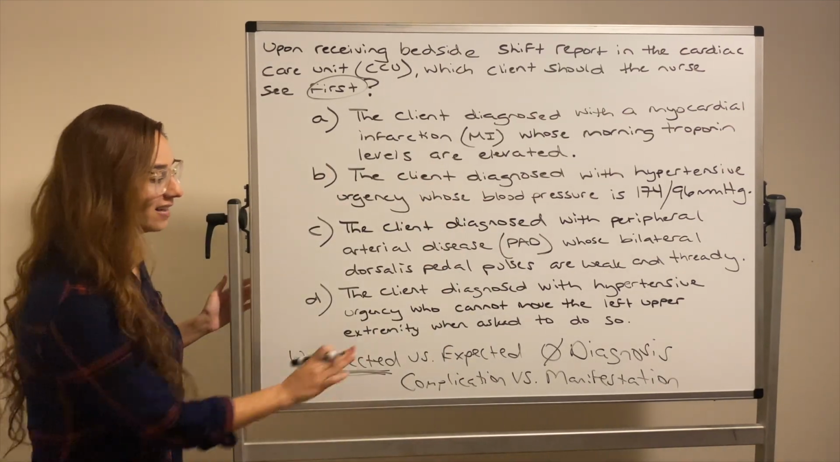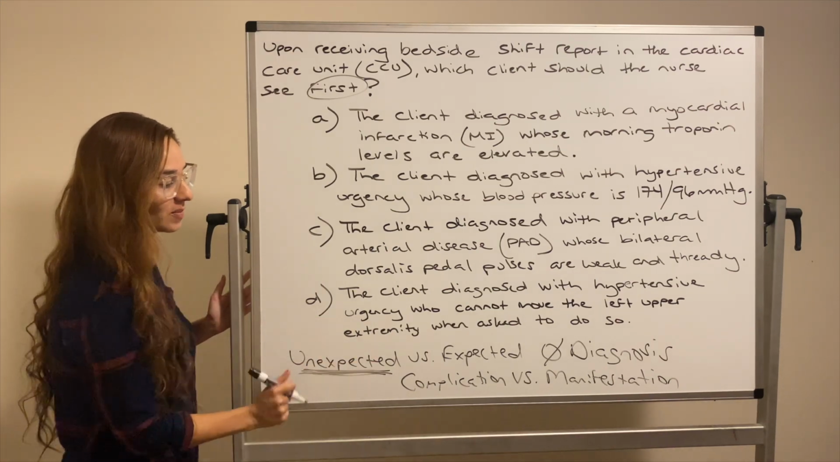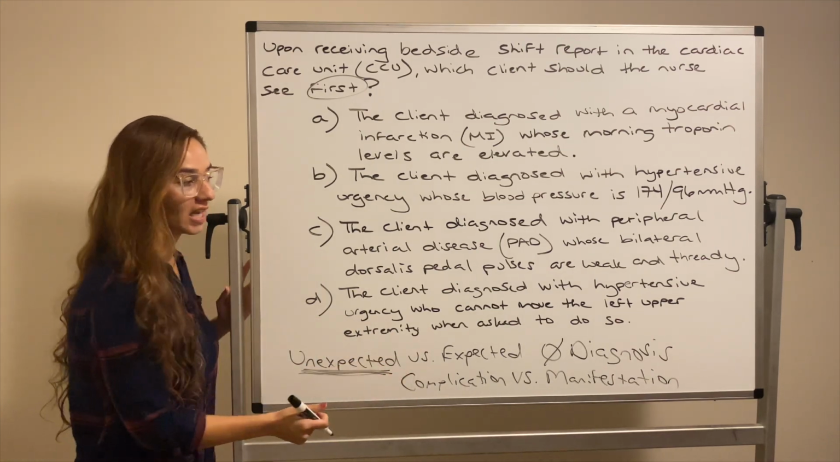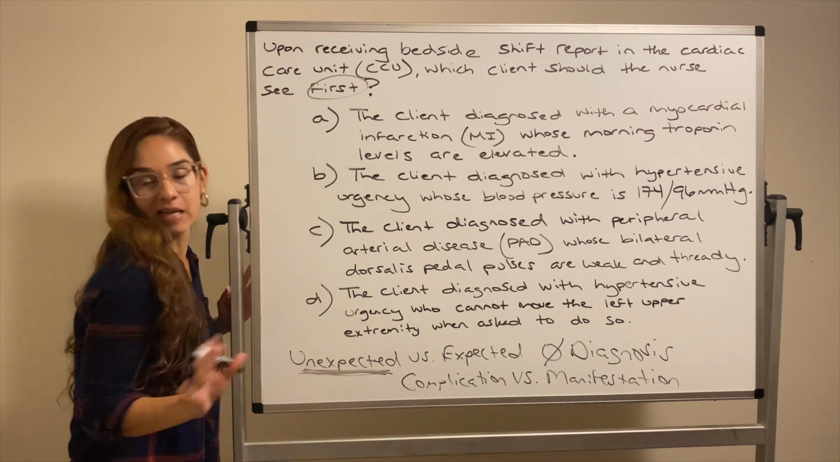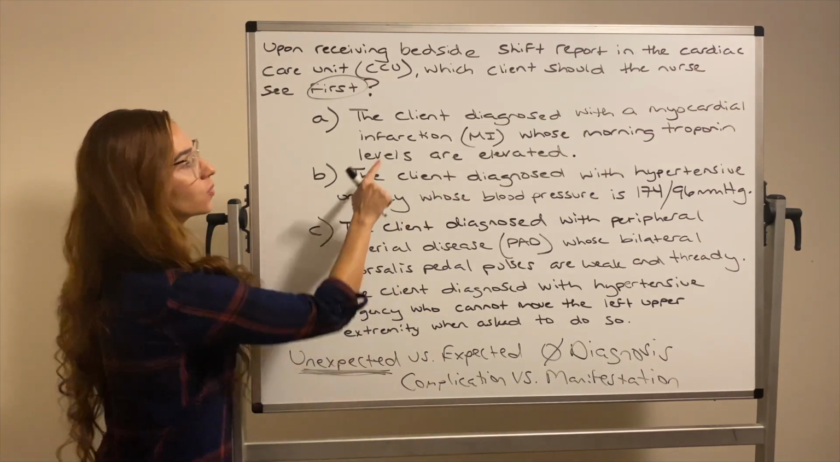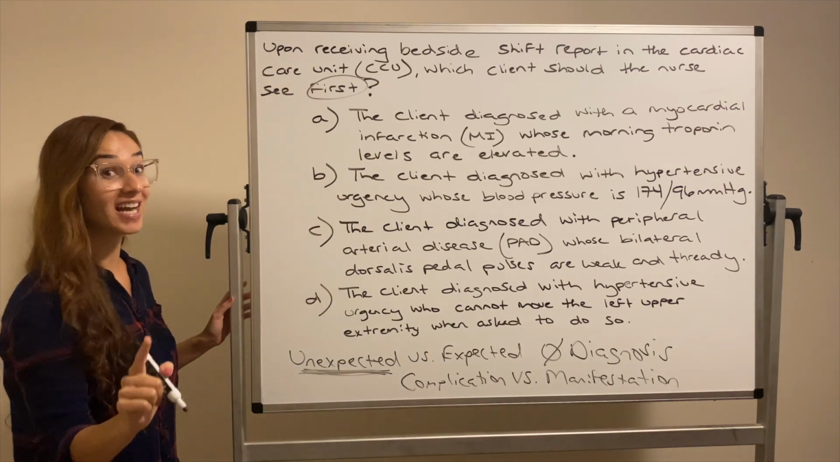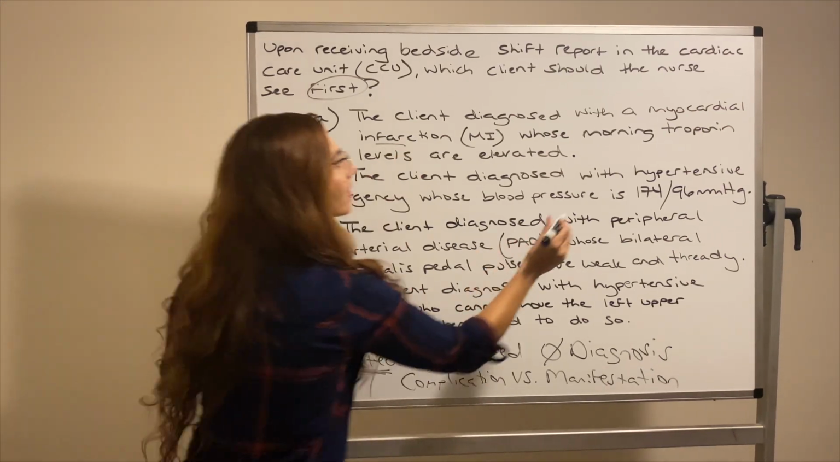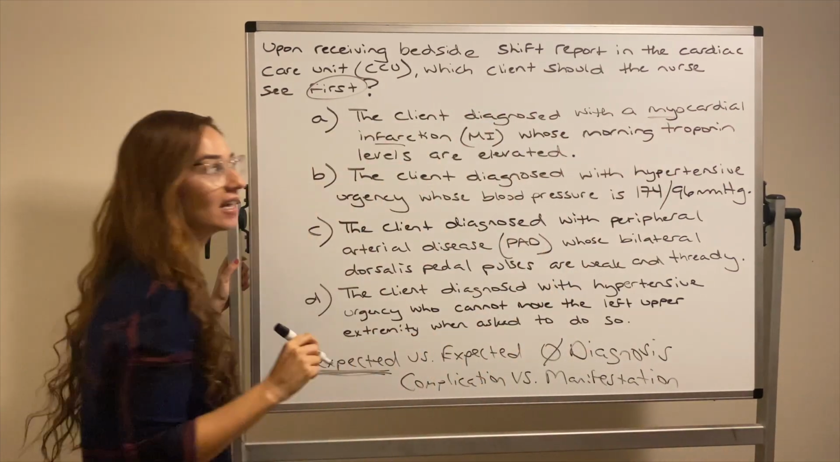I don't know. But I say unexpected versus expected. You might say, go to a complication over a manifestation of a disease. However you want to break it down, okay? So let's look. The client diagnosed with a myocardial infarction, so they have a diagnosis. They have had an MI.